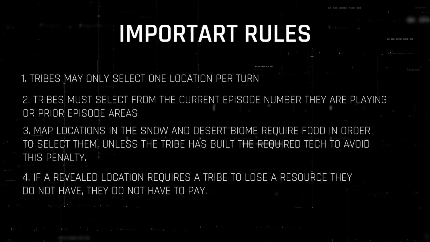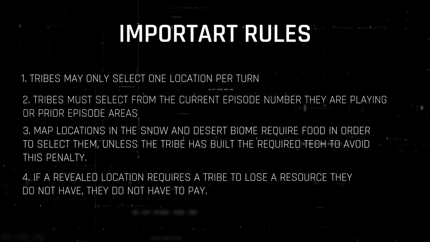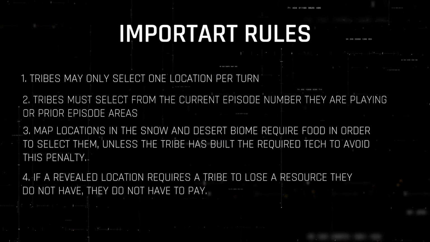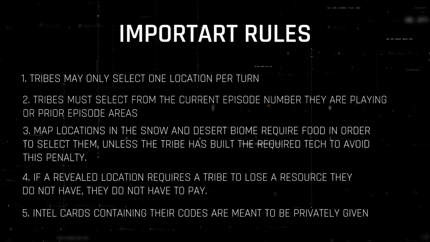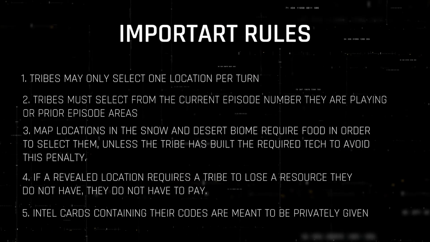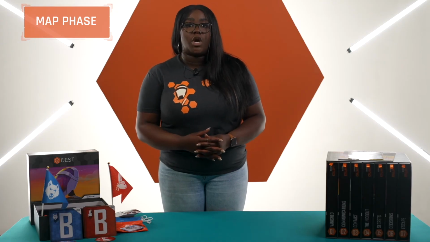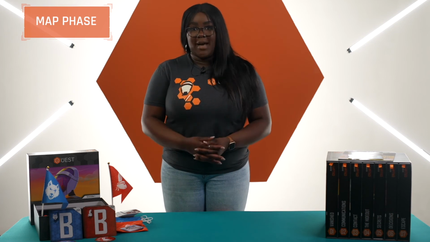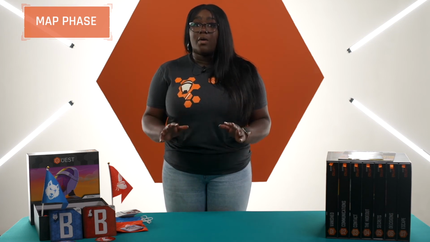Fourth, if a revealed location requires a tribe to lose a resource they do not have, they do not have to pay it. And lastly, intel cards containing their codes are meant to be privately given. Tribes will type in the intel's code into the intel database and listen to the audio as well as view the visuals for their newly discovered intel with their tribe on their shared device. However, they are allowed to share the intel card with others if they choose.